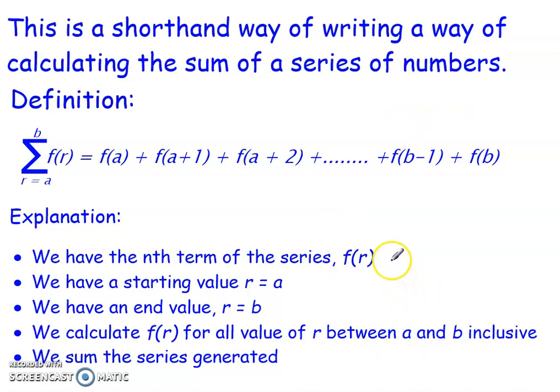So the sum is given by the format of f of r, starting value of r equal to a, end value of r equal to b. Calculate the values of all of the f of r's, including a and b, and then we sum the series that we generate. And that there is how we calculate that.